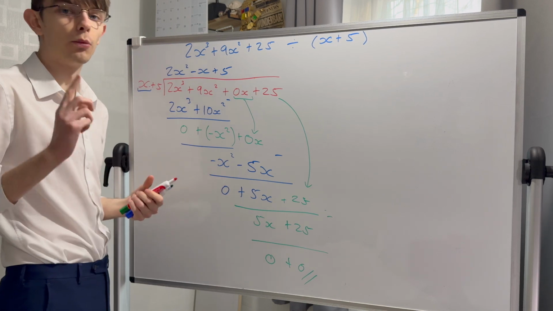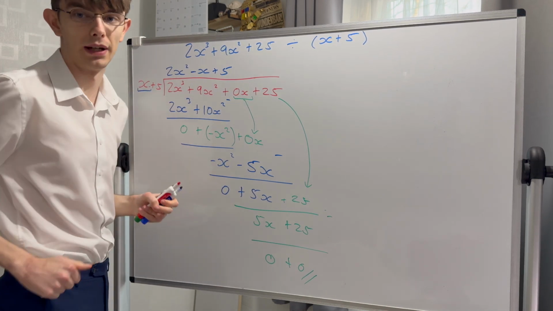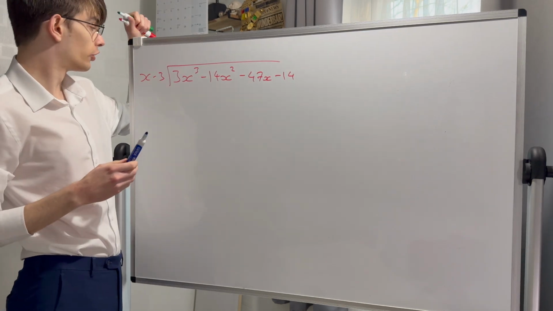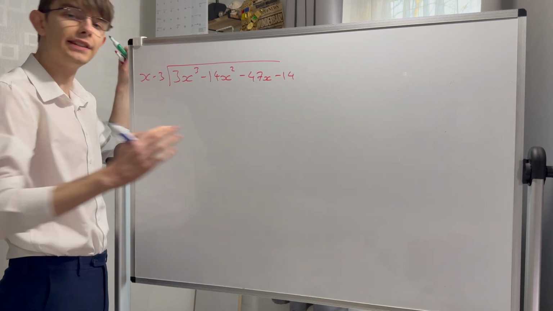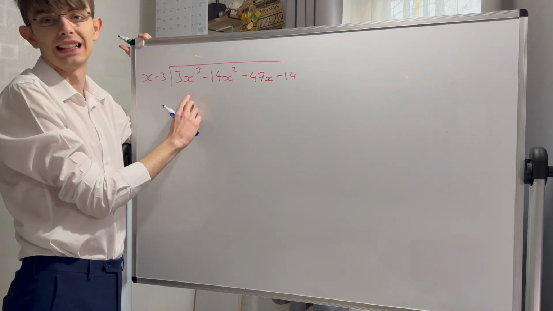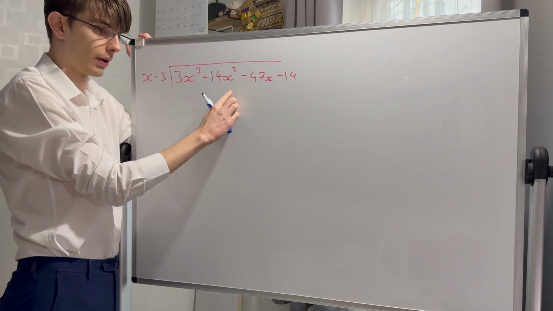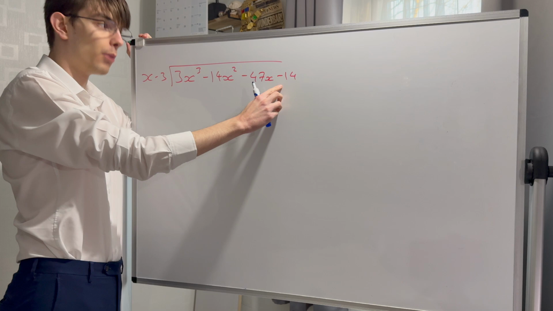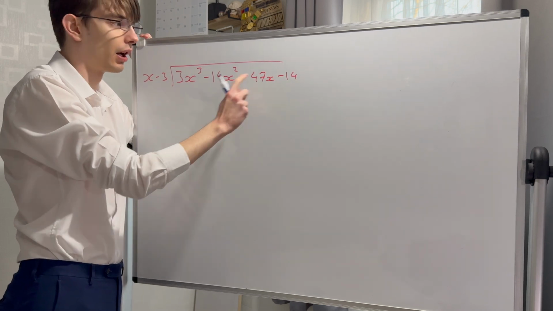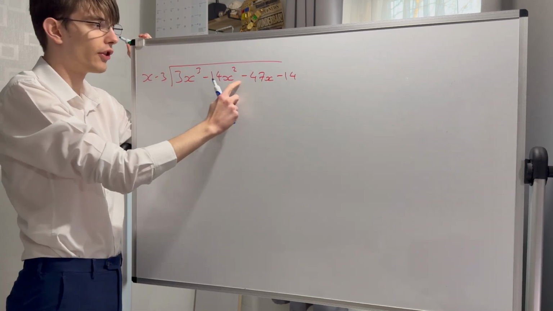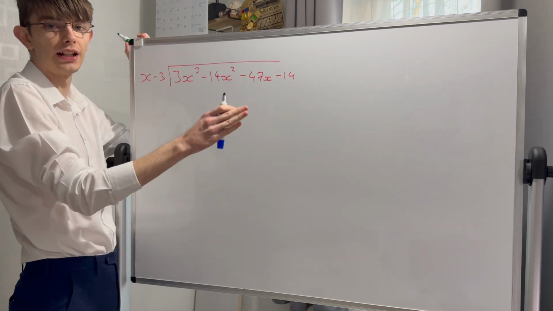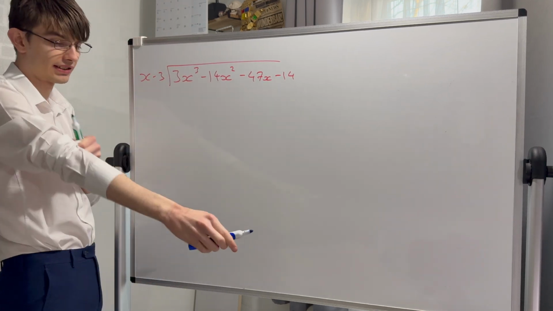So let's have a look at one more example that may or may not have a remainder in it. Let's have a look at this one. So this time I've already got it inside the bus stop method. I've got a 3x cubed minus 14x squared minus 47x minus 14. Those minuses might come back to bite us a bit later, so keep track of those. So I don't need any weird zeros in there. I can just get started.